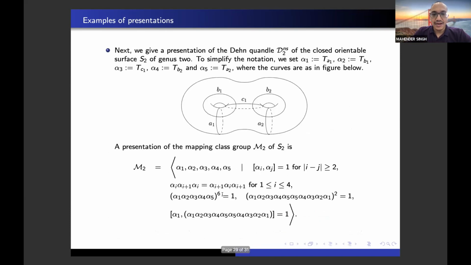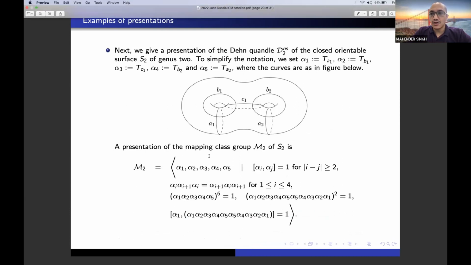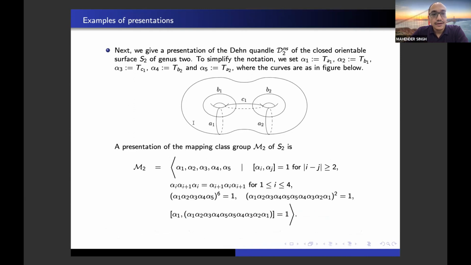So let me, in the last slide, show you the presentation of the genus 2 case. Here is the genus 2 surface. I have marked these two meridians, A1, A2, and these B1, C1, B2. The isotopy classes of the Dehn twists along these curves generate the mapping class group. Just for ease of notation, I relabel them as alpha 1, alpha 2, alpha 3, alpha 4, and alpha 5. And we know that the mapping class group has this presentation. This is well known. So let us see what the presentation of the Dehn quandle is.